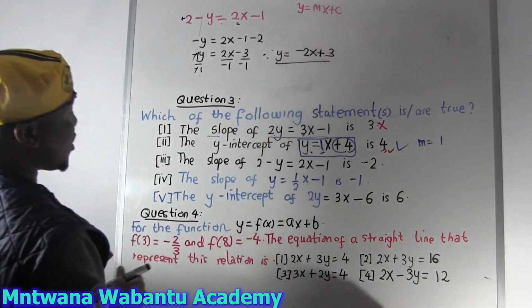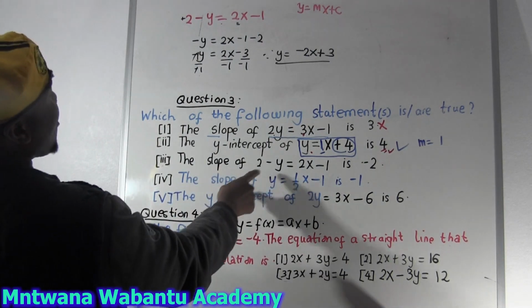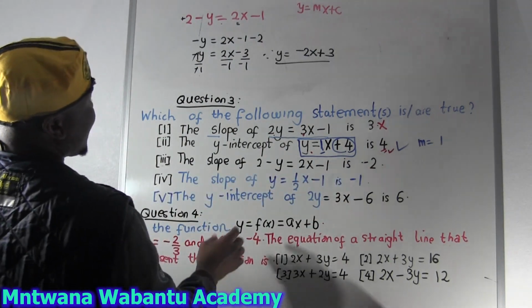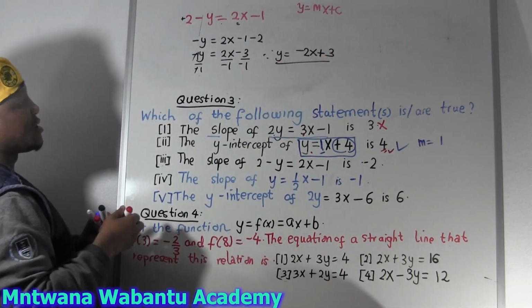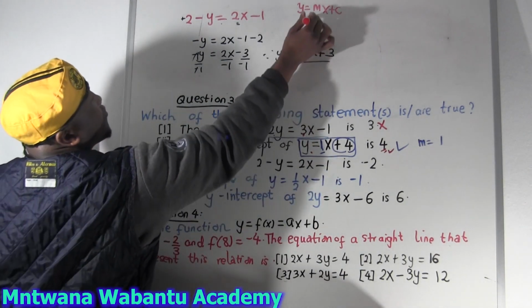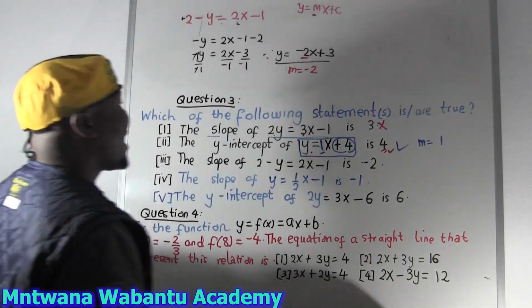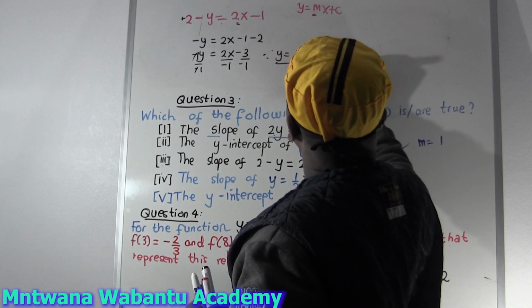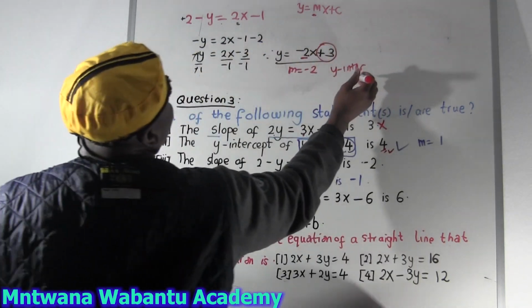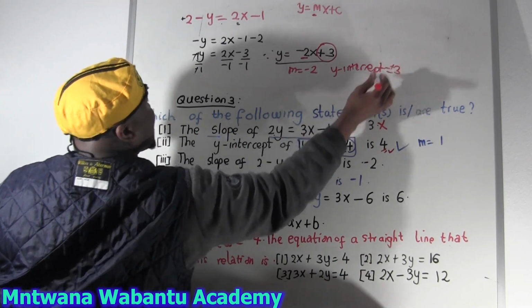So this is the standard equation of a line. After taking this and rearranging, we get that. So what is the slope? This is the slope here. Our slope equal to minus 2. And what is the y-intercept? This y-intercept is equal to positive 3.